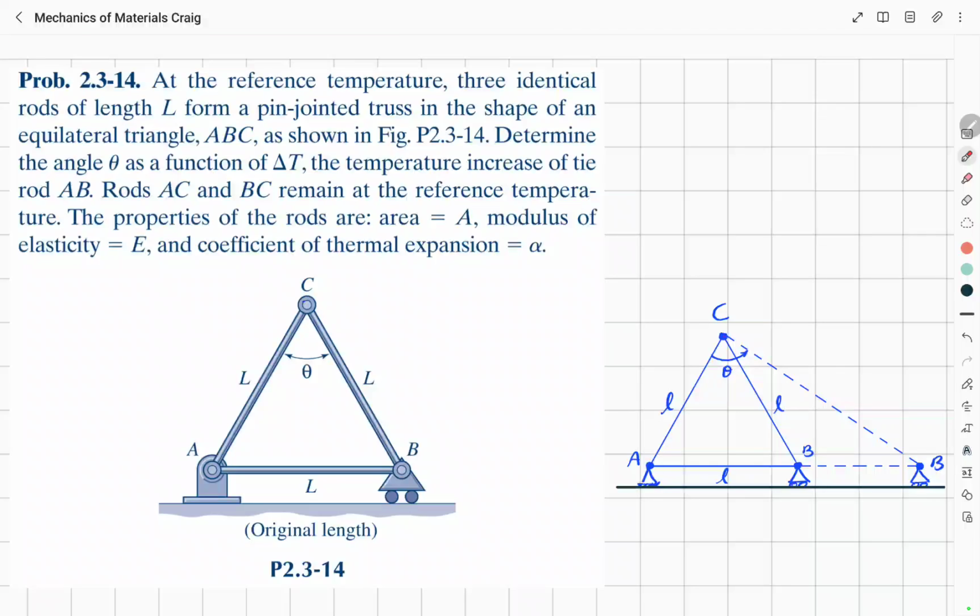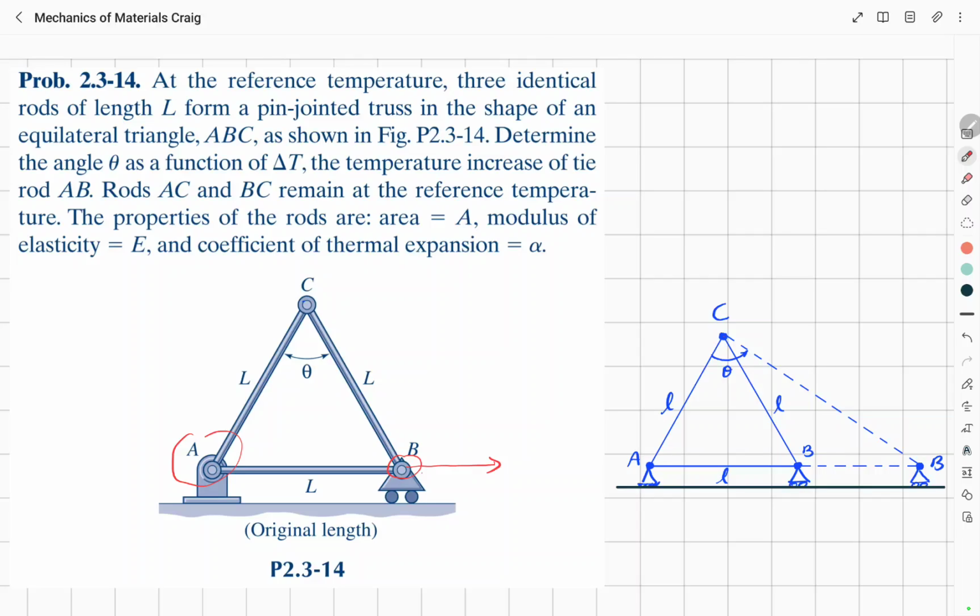Here in this question, we have three identical rods connected to each other in the form of a pin-jointed truss. Point A is connected to a pin support, and point B is connected to a roller support, meaning that it can move in this horizontal direction.